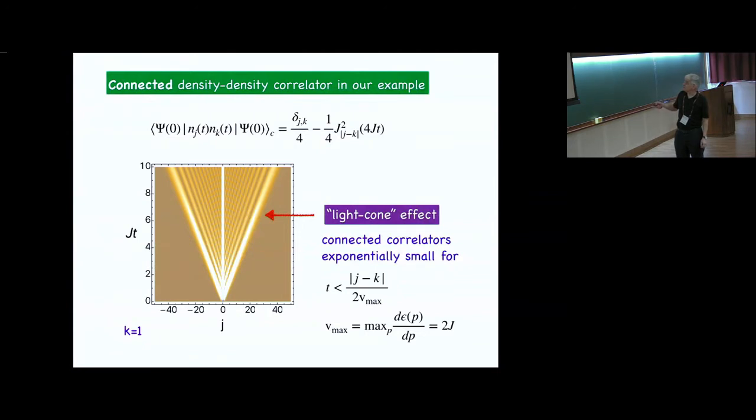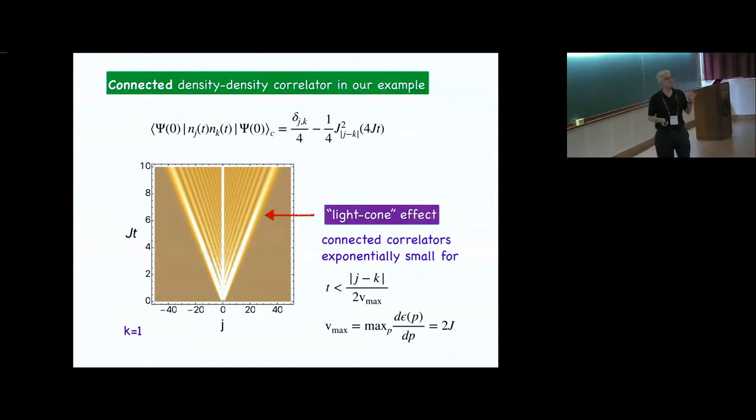Now one has to be slightly careful. The connected density correlator outside the light cone is in fact not 0. It is just very, very small here. And only after some finite time it starts becoming appreciable. But this is not a strict light cone effect in the sense that the connected correlations would be 0 outside. And I say more about this in a little while.